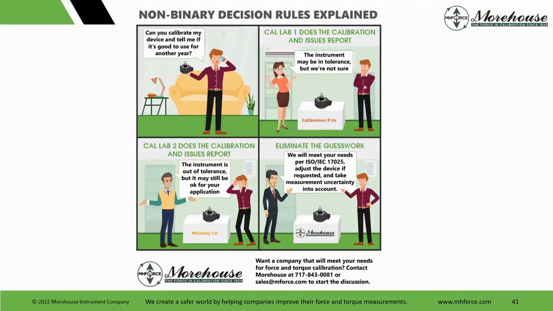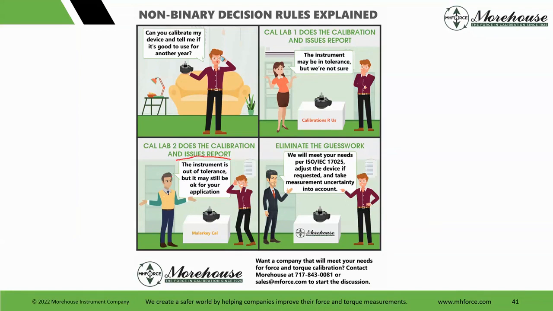We have this little ad that Heather and I came up with. Before ILAC G8 and these non-binary decision rules, we were basically dealing with pass-fail. Now, it's a question, right? CalLab 1: the instrument may be in tolerance, but we're not sure. That's if we're not taking risks into account and having the conversations with our customer. CalLab 2 does it: the instrument is out of tolerance, but it still may be okay for your application.